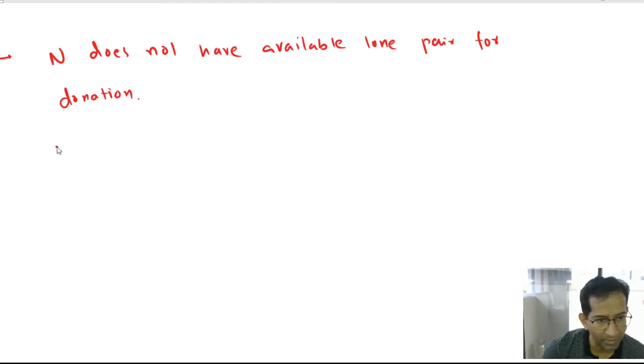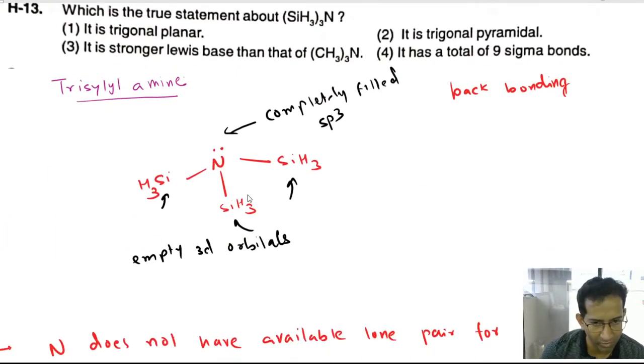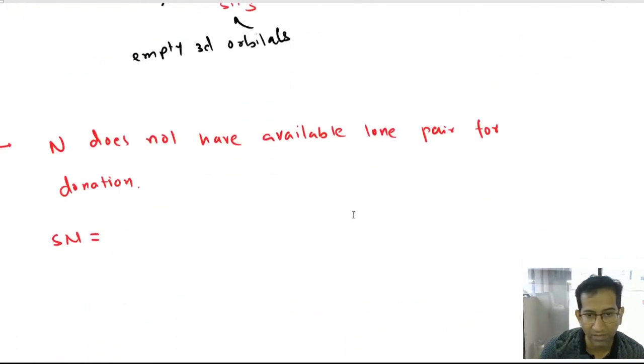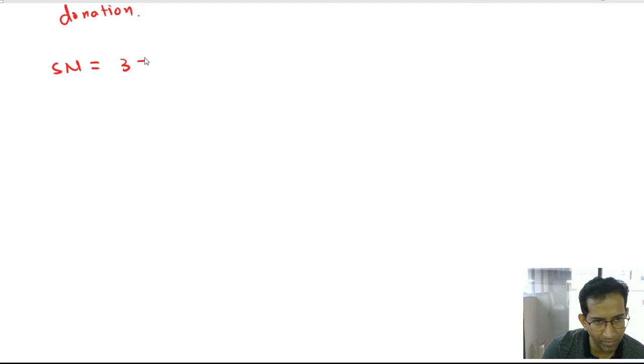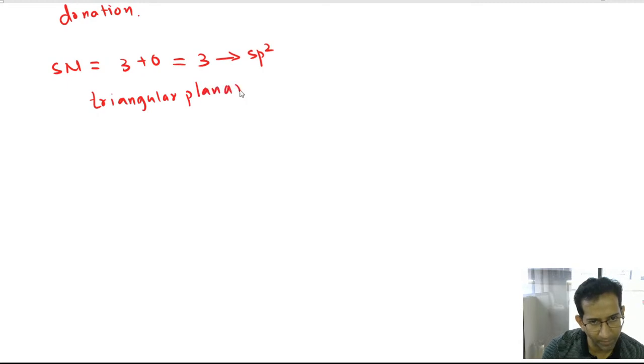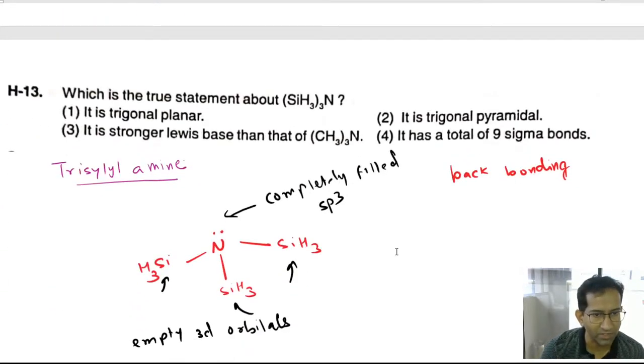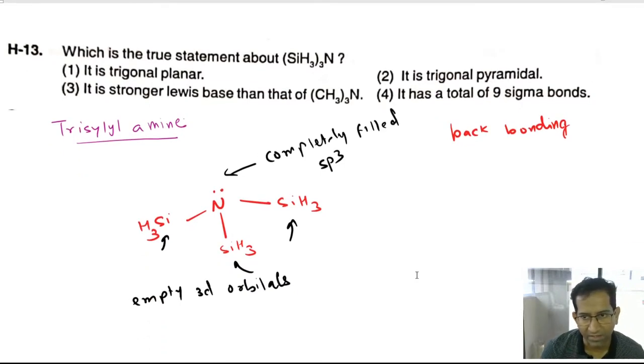तो इसका स्टेरिक नंबर भी निकालना चाहे तो निकाल सकते हैं। अटैच्ड एटम्स और उसके पास अब एलपी, it is 3 plus 0. Now assume an expected hybridization sp2, now its shape is trigonal planar. Let's check the options. It is trigonal planar. It is trigonal pyramidal. Stronger Lewis base.